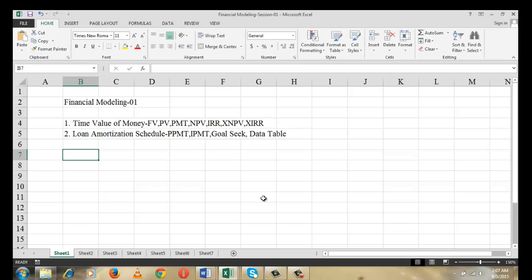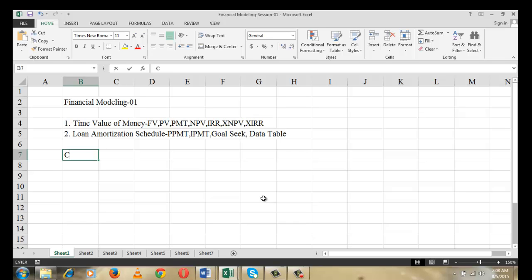So in this session, I'm going to talk about advanced financial Excel. This is one of the parts of financial modeling where we're going to talk about time value of money. We're going to talk about the loan amortization schedule. So let's talk about the time value of money, where we can use the principle of compounding.